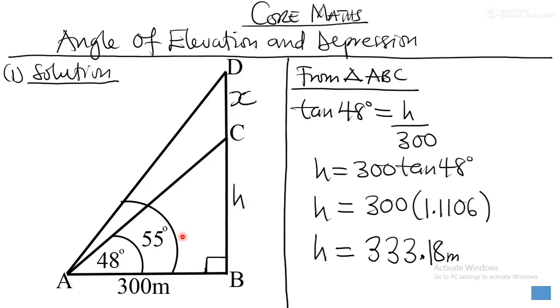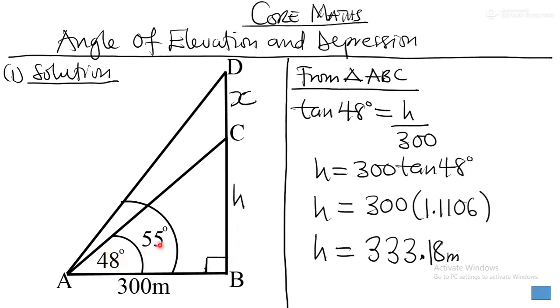When you look at the diagram, it's two right angle triangles put together: right angle triangle ABC and right angle triangle ABD. A smaller right angle triangle and a bigger right angle triangle. We can easily find the height of the cliff from the smaller right angle triangle, because we have the adjacent and we know the angle.